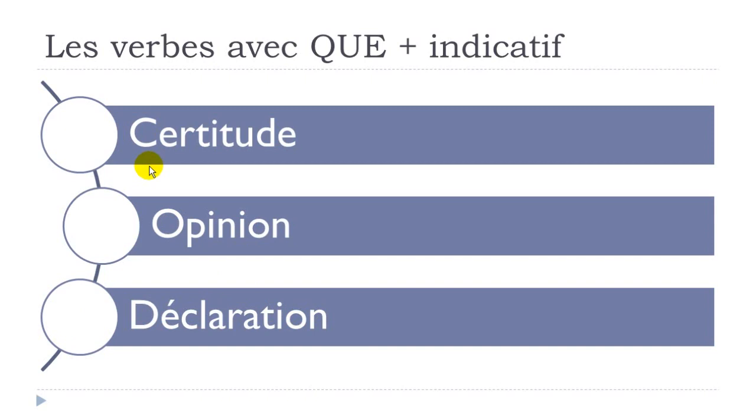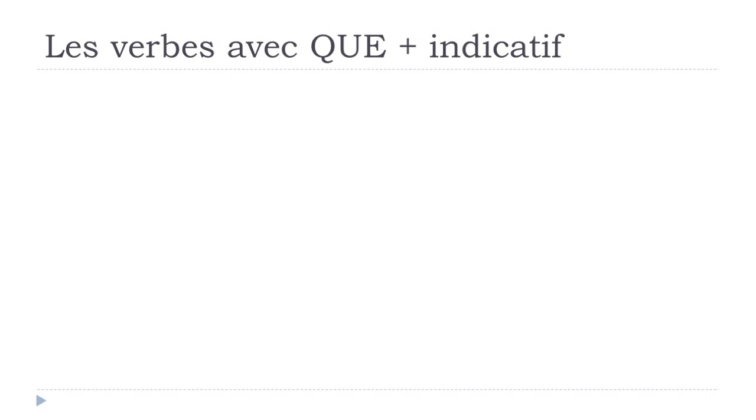So certitude, when you are certain or sure about something; l'opinion, when you express your opinion, your point of view; and then la déclaration, if you want to declare something. Okay, so we'll first start with la certitude, and we'll see the verbs, not all the verbs of course, but a few examples. And after that, when you encounter a new verb, try to see whether it's constructed with le subjonctif or l'indicatif, and try to remember that.